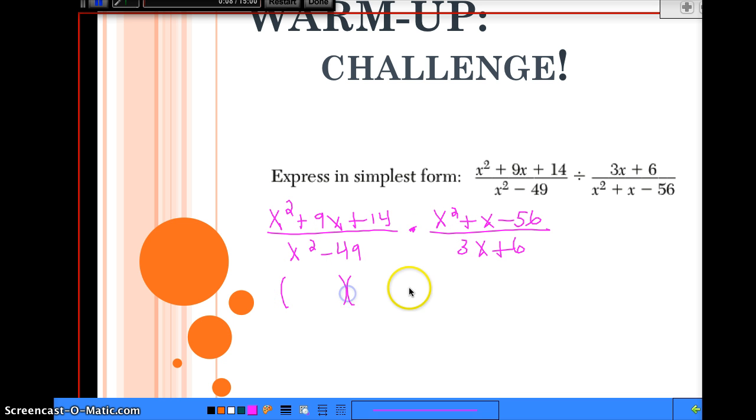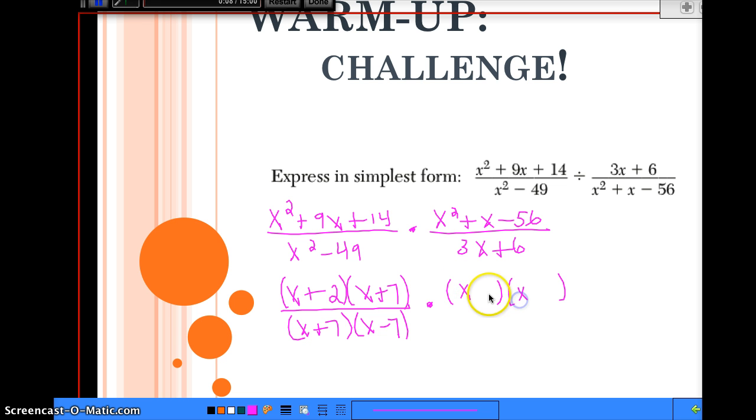If you factor the numerator up here, I'm only looking at this one, it would be x, x, plus, plus, and the 2 times the 7 is going to give me the 9. That's factoring this numerator. If you factor the denominator right here, that's difference of perfect squares. So you're going to get x plus 7 and x minus 7. Factoring the numerator right here, you're going to get x, x, you're going to need a plus and a minus to get a negative 56, and 7 times 8, making the 8 the positive, is going to give you that positive 1 for your middle term.